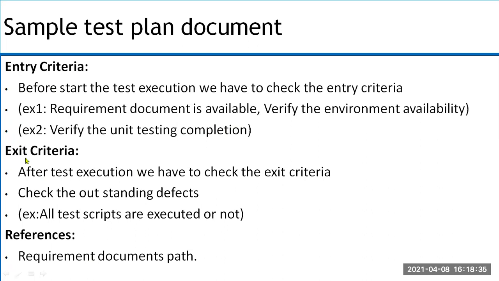Next one is exit criteria. Exit criteria means after test execution, we have to check the exit criteria. Check all outstanding defects. It means while doing testing, we have to see how many defects we found. For example, we have to check whether all the test scripts are executed or not. That is called exit criteria.